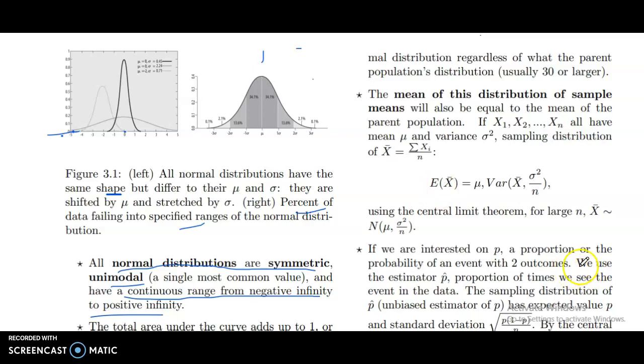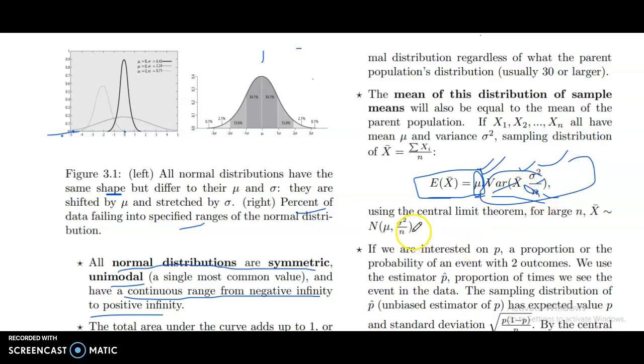E of x bar equals mu, and the variance of x bar equals sigma square divided by n. So E of x bar equals mu, then for the variance of x bar we take sigma square and divide by the total n.